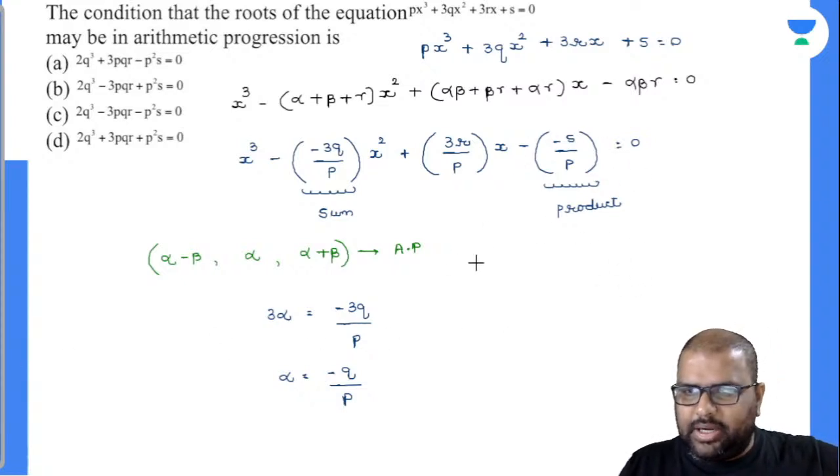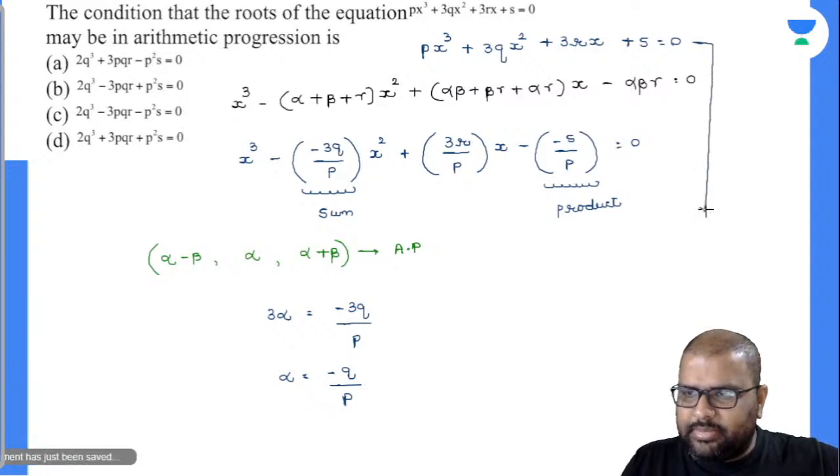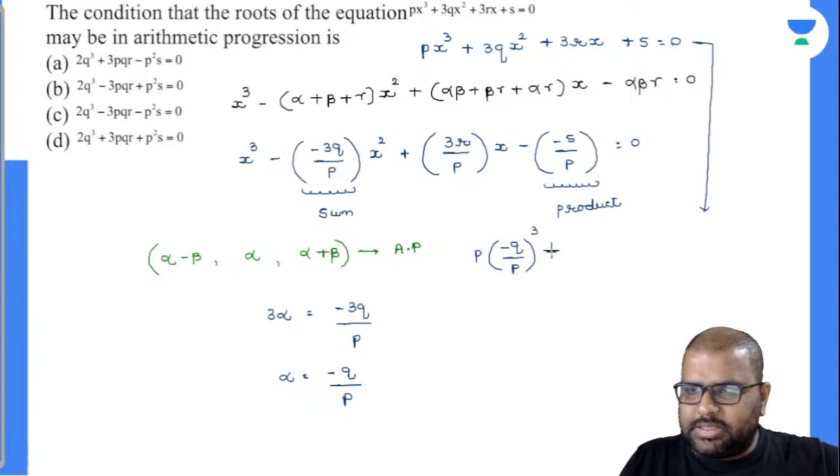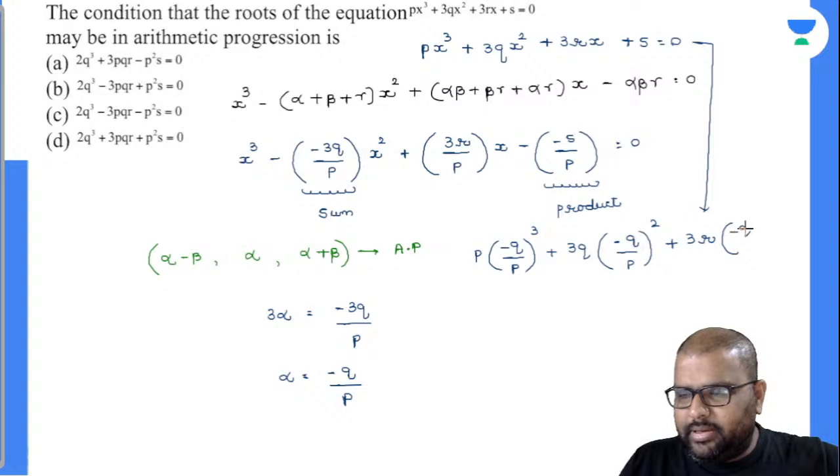Now closely observe, I'll do it. Now this is my equation. I have to substitute one root in this equation. I'll substitute it: p into minus q by p whole cube, plus 3q into minus q by p whole square, plus 3r into minus q by p, because in the place of x I have to substitute the root now, plus s is equal to 0.